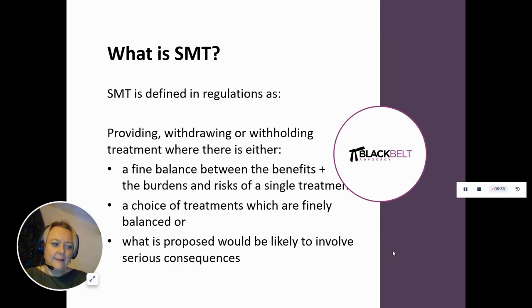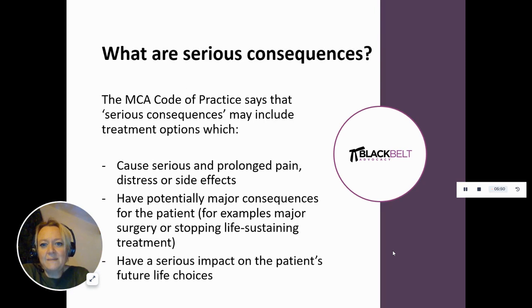There's no automatic treatment that goes on the list of serious medical treatment. This is the guidance, and these are the three examples to be thinking of. The guidance does give us some more content around serious consequences. So if ever you come across in your advocacy work treatment options that might cause serious or prolonged pain, or might cause distress to that individual, or have side effects, or anything that has major consequences. So this might be things that are non-reversible, like a permanent stoma bag or a permanent catheter. Those types of things are going to have major consequences.